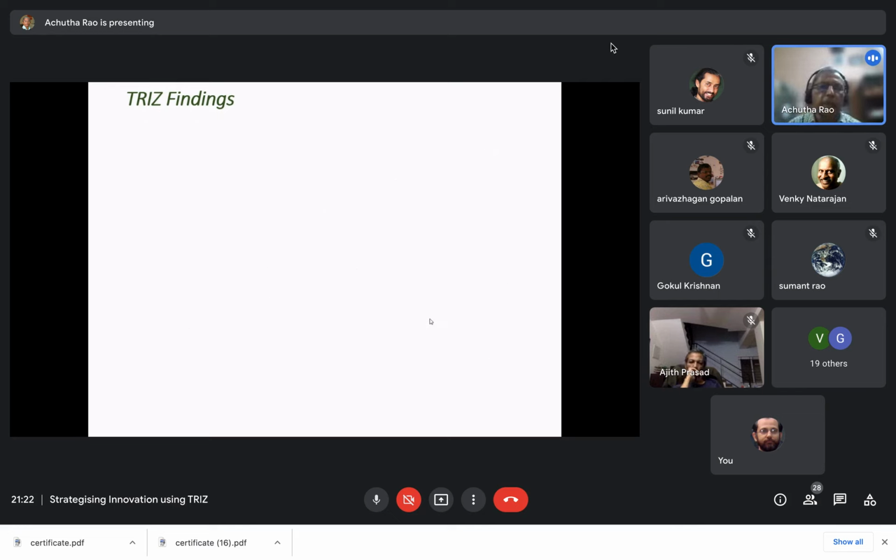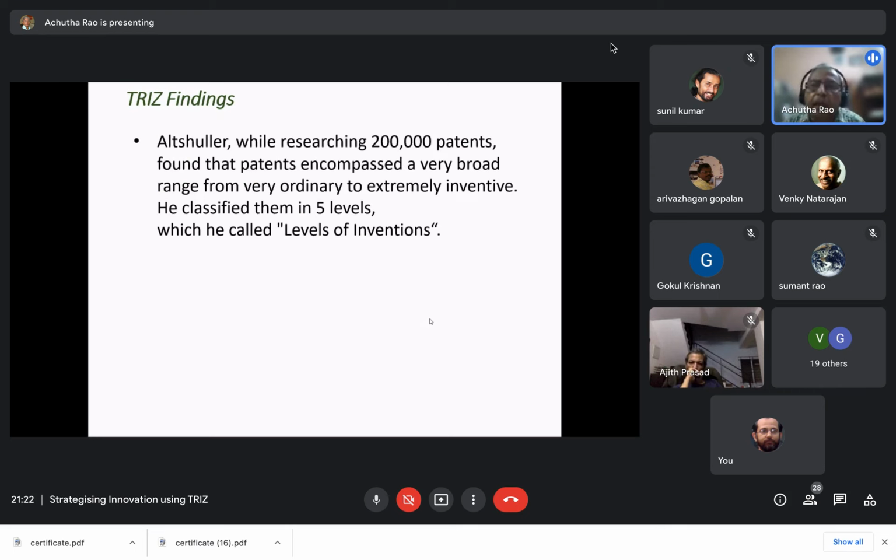So these findings are, like Achutha, while researching 2,000 lakh patents, found that patents encompassed a very broad range from very ordinary to extremely inventive solutions. So then he classifies these inventions into 5 different levels. So this is the first learning that he says. You can have innovation of different levels. That means you can create innovative, competitive barriers for your competitor not to enter the field. The more difficult the innovation you do, the more difficult it will be for him to break.